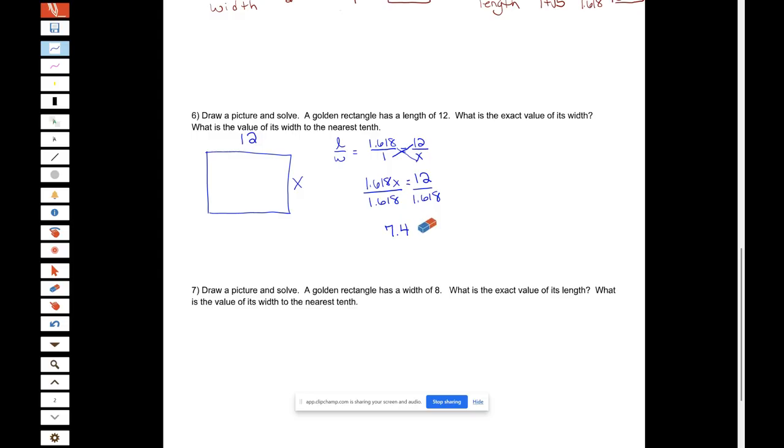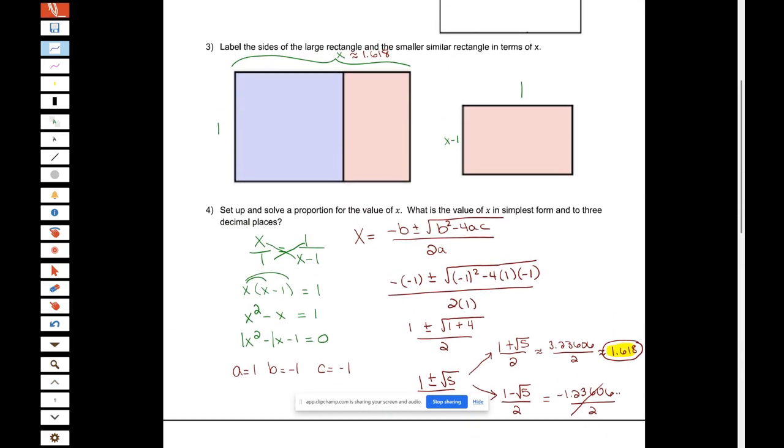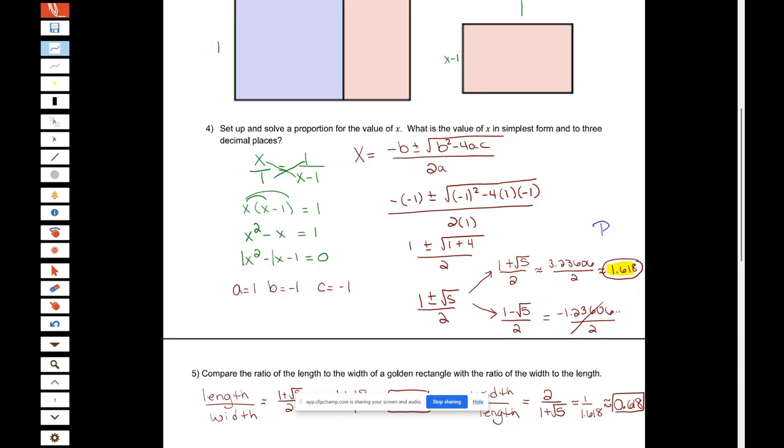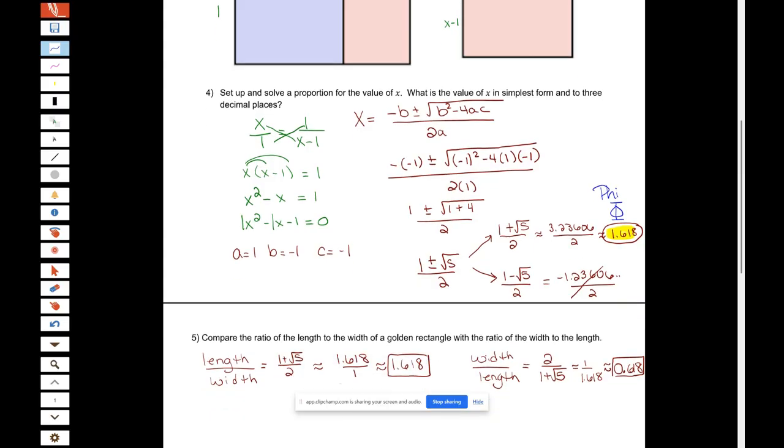Okay, we don't have any units on this to worry about. Now, one of the things I forgot to mention that I do want to go back and say is this value 1.618 is called phi, which is a Greek letter like pi, and that's the symbol for phi.